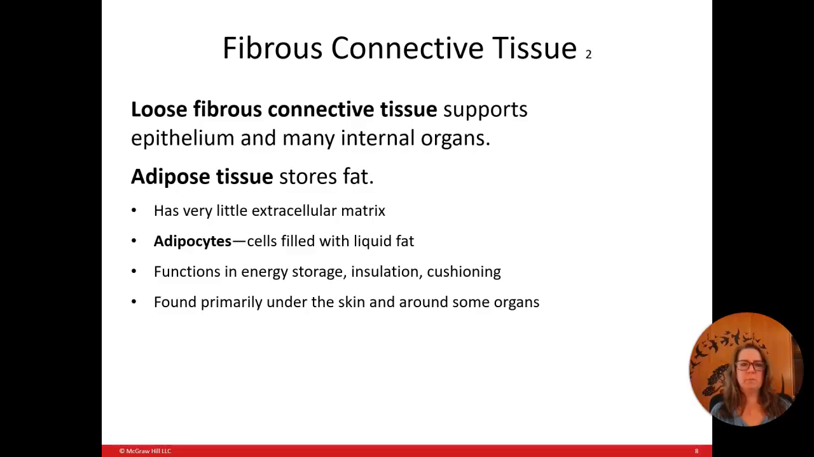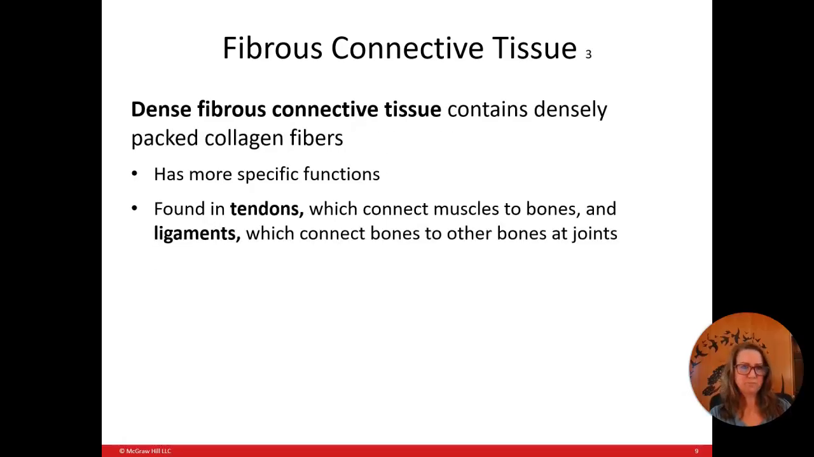Now, fat is really important because it functions in energy storage, an on-demand, long-term energy for really lean times, but also insulation and cushioning. So again, cushioning our knees. We've probably all had a fall on our butts, and it was good to have a little extra cushion back there so it didn't hurt too bad. We didn't break any bones.